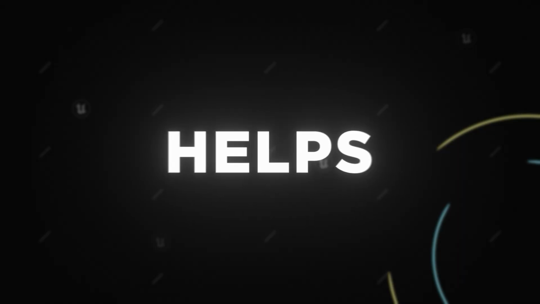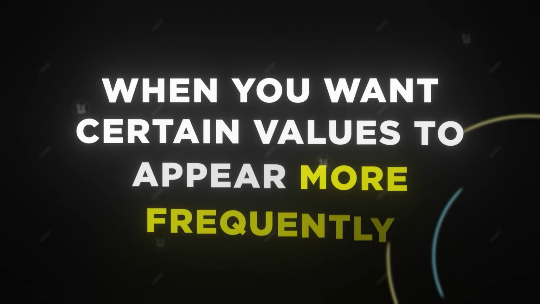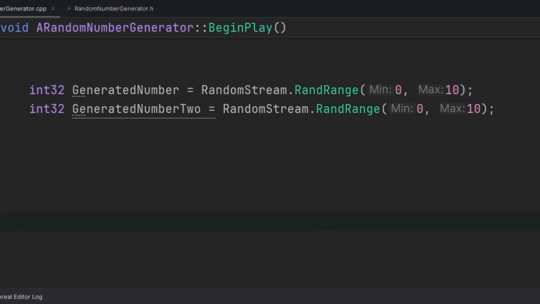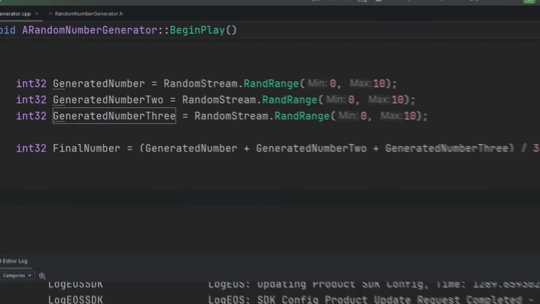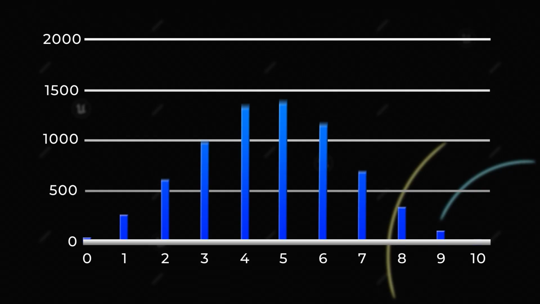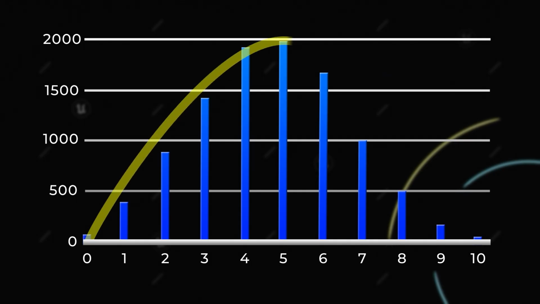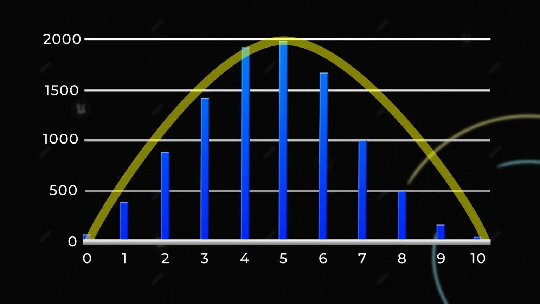Gaussian randomness helps when you want certain values to appear more frequently. And it's pretty simple. Generate multiple random numbers and average them together. This method naturally creates a bell curve, meaning you'll get more results clustered around the center and fewer at the extremes. For example, if you generate 3 random numbers between 0 and 10 and take their average, you are more likely to end up with a 5 than a 2 or an 8.